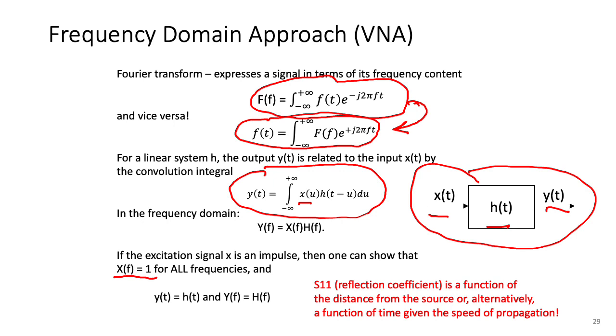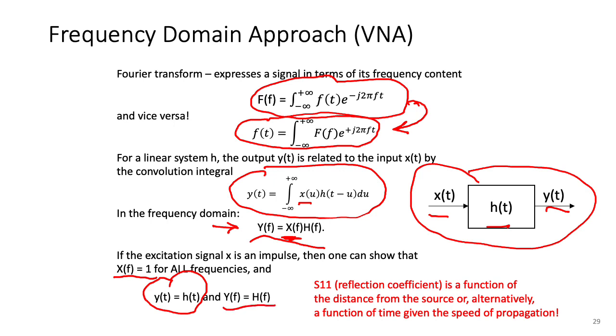And in the frequency domain, the frequency response of this convolution integral is the product of the input frequency response, x of f, and the frequency response of my linear system. Well, if x is exactly 1, then the output y is exactly h. In other words, the response to an impulse is h of t. That's why it's called the impulse response. And in the frequency domain, y of f is equal to h of f.